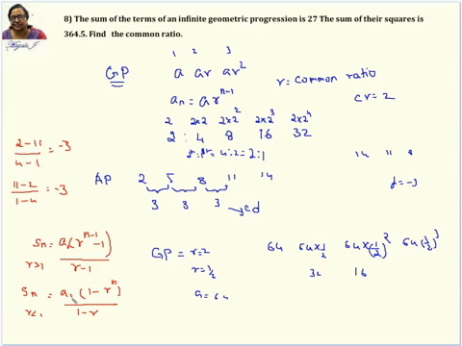Every book gives this: if r is greater than 1, this is the formula, and if r is less than 1, this is the formula. But as such, both formulas are one and the same. There is no difference here, so if you just remember one, that is sufficient. You will get a negative value in both numerator and denominator if r is less than 1, and both will get cancelled. It's almost the same formula only.